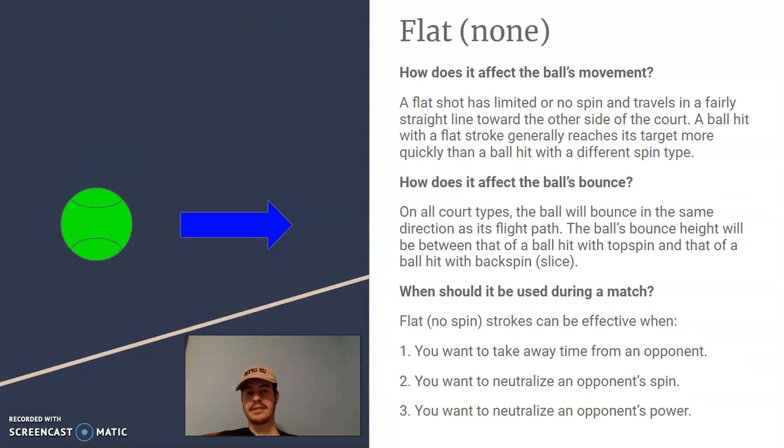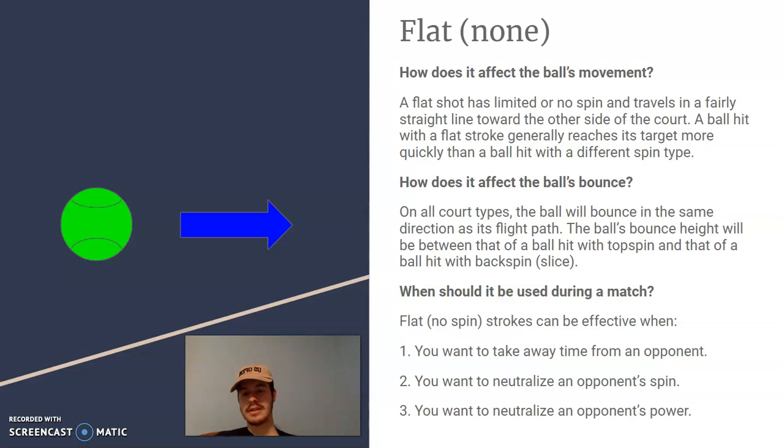All right, the last spin type we're going to talk about is flat strokes, or essentially no spin. So you can see in our diagram here, the ball is essentially moving forward with almost no spin. So a flat shot has, again, essentially no spin, so it's going to travel in a relatively straight line toward the other side of the court.